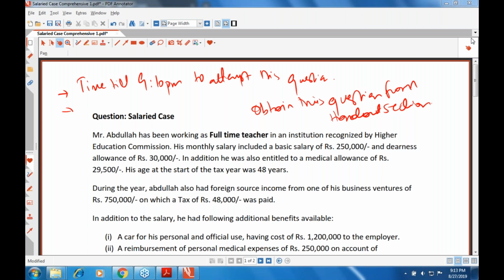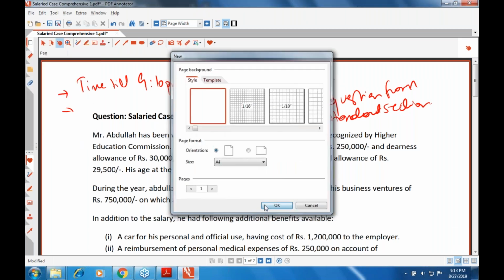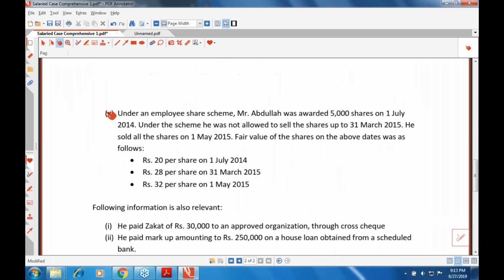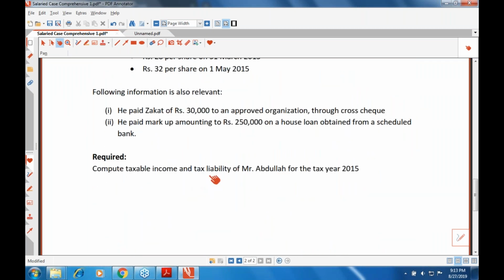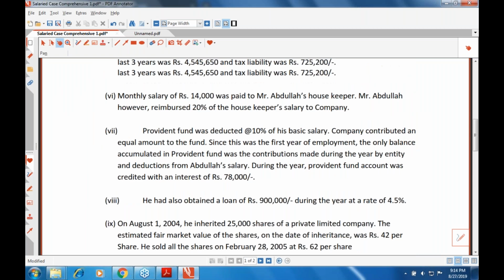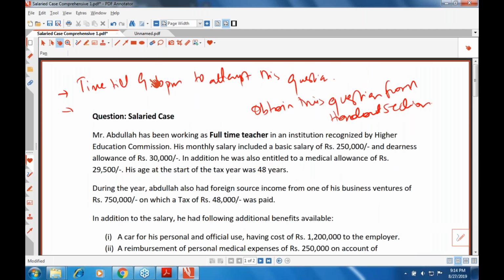Okay, now let's start discussing this question. What we are going to do is start computing the income from salary. The requirement of this specific question was to compute the taxable income and tax liability of Mr. Abdullah for tax year 2015. It's a bit of an old question, but we'll do it accordingly.